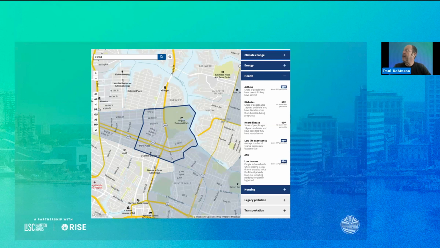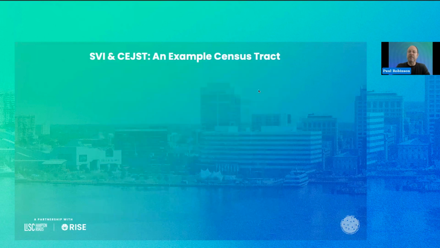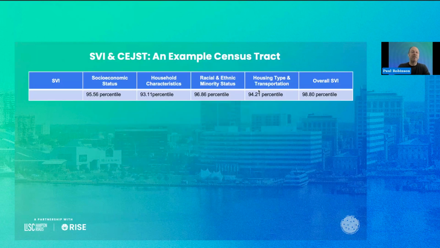And just the number 90, the 90th. A number greater than 90th shows that that region is very vulnerable in that area. So the higher that number, the greater the vulnerability. Another example here, just some numbers from a typical census tract that has SVI.